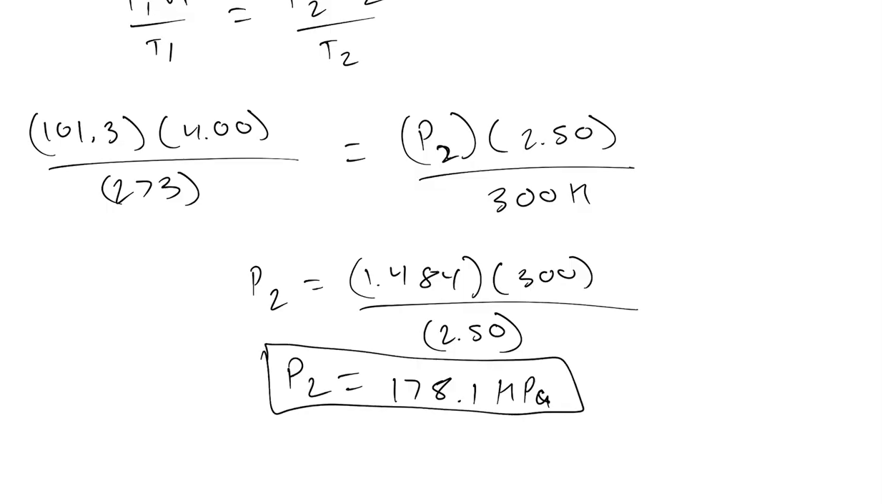A few tips and mistakes to avoid: always convert Celsius to Kelvin by adding 273, keep pressure and volume in matching units on both sides, and cancel units to ensure you're setting up the problem correctly.